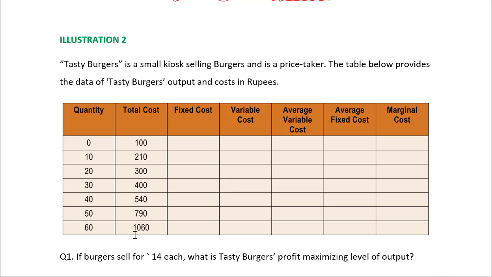Tasty Burgers is a small kiosk selling burgers and is a price taker. Price taker in the sense, working in a perfectly competitive environment. The table below provides the data of Tasty Burgers output and cost in rupees. Over here the quantity, this is output, is shown, and over here the cost in rupees is shown.